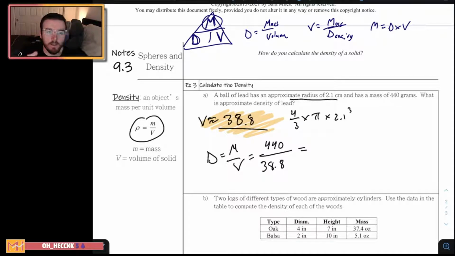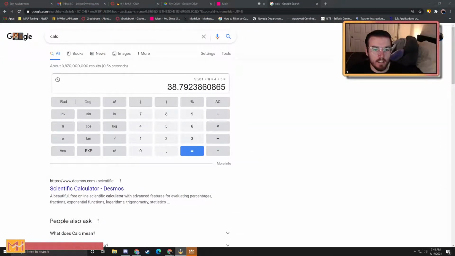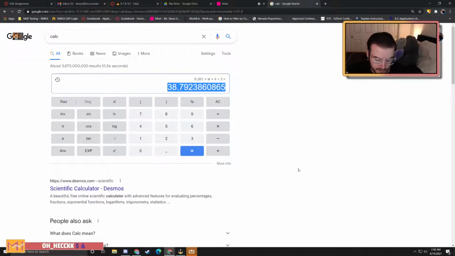But as I said earlier, please do not round in the middle of your problem. That's a bad habit to get into. So let me show you on my calculator what I like to do. This is the long gibberish answer that I got. I'm going to do 440 divided by that answer.